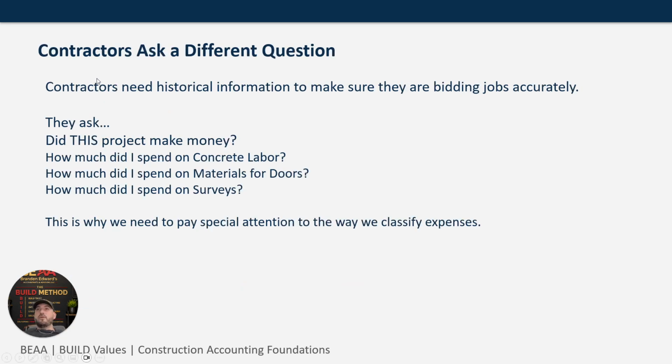All right, so contractors ask a different question, or actually different questions. Contractors need historical information to make sure they are bidding jobs accurately. They ask, did this project make money? How much did I spend on concrete labor? How much did I spend on materials for doors? How much did I spend on surveys? This is why we need to pay special attention to the way we classify expenses.